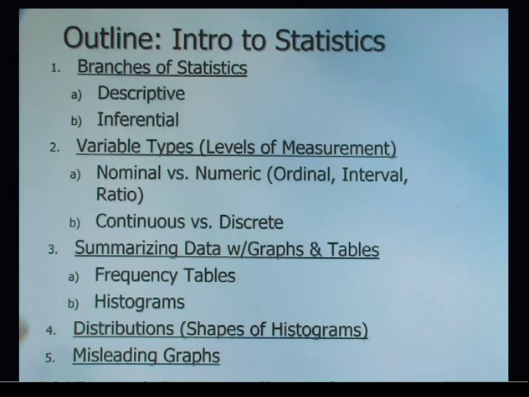For Part 2 of Lecture 1, we will cover number 3, 4, and 5 on the outline. First, I'll give you some examples of graphs, ways that we summarize data into meaningful pictures. And then we will learn how to make a frequency table and how to make a histogram. We will look at different types of histograms and then move on to distributions or shapes of histograms. And after that, we will look at some ways that graphs can be misleading so that you can keep your eye out for these little tricks and understand the information yourself.